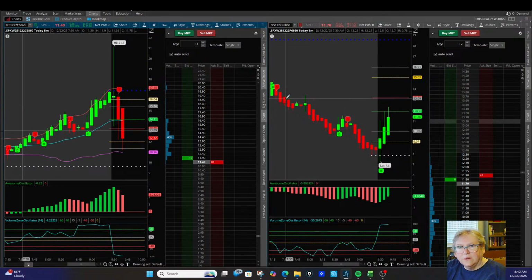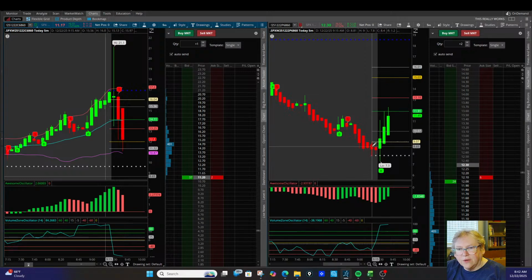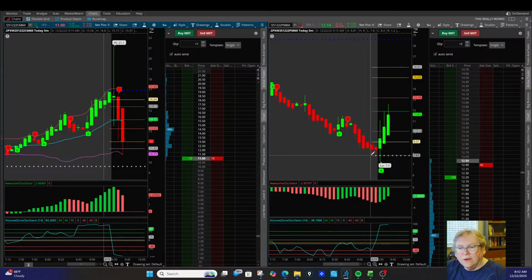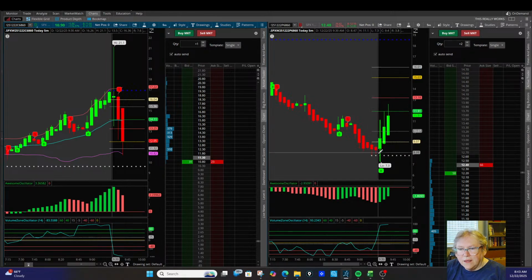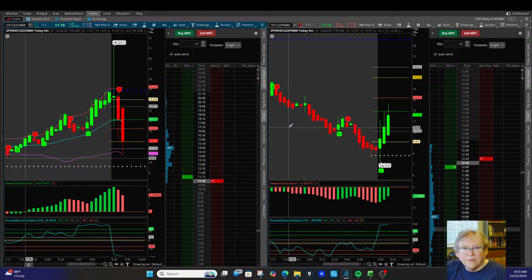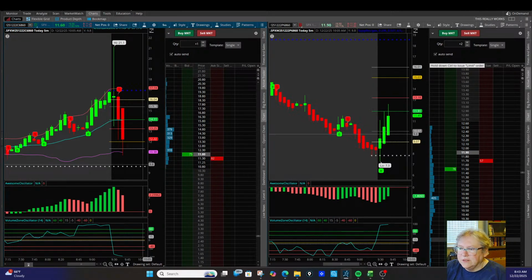What I do like though is in the puts, this is continually going down. And on this support line here, which is the pre-market low, it hit that and then bounced up. So you just have to see what the volume zone oscillator is going to do.